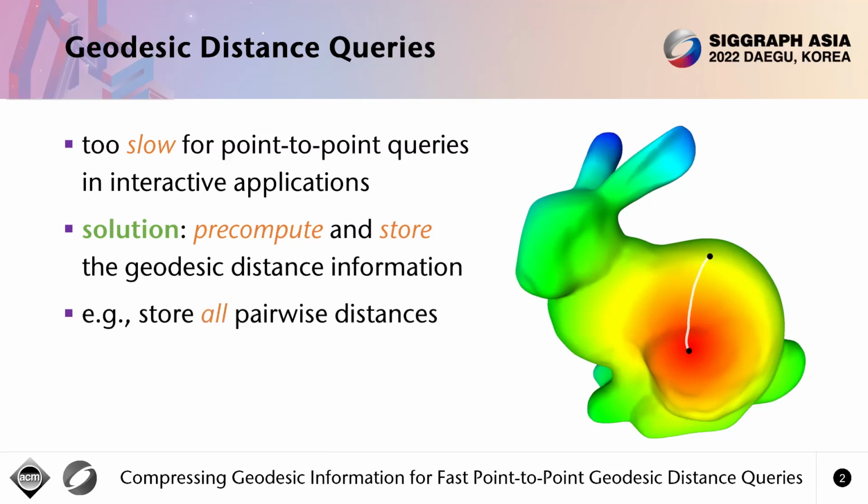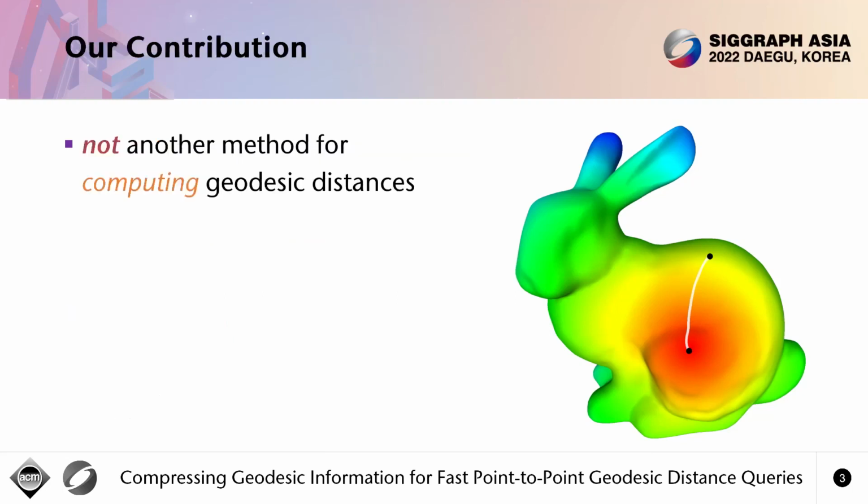A trivial solution would be to just compute and store all pairwise distances. But while this allows for instant queries, it would require a prohibitively large database, for example 100 megabyte for a mesh with just 5,000 vertices and 1 terabyte for a mesh with 500,000 vertices.